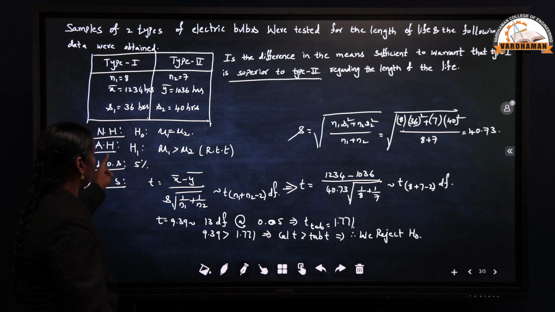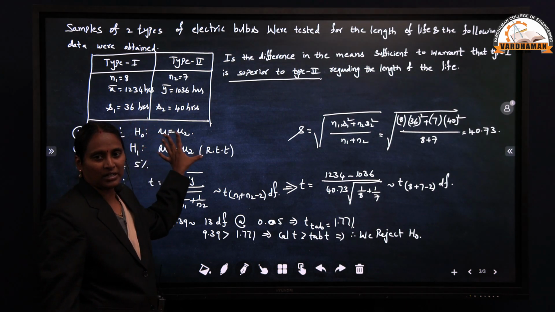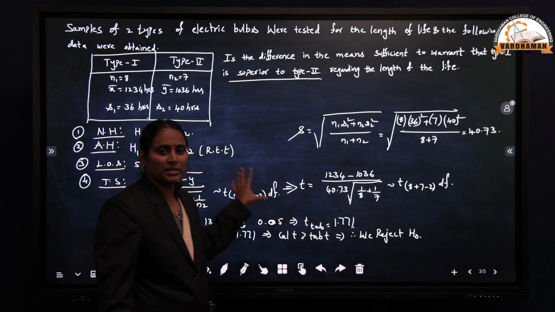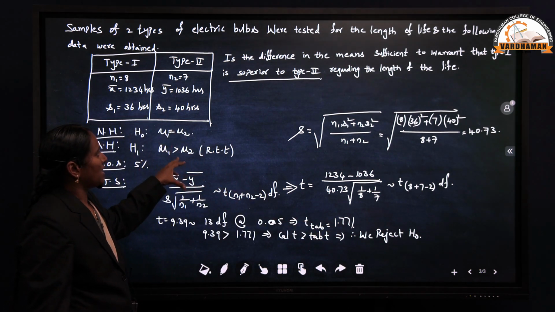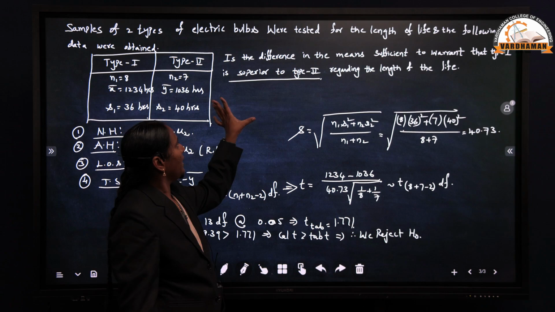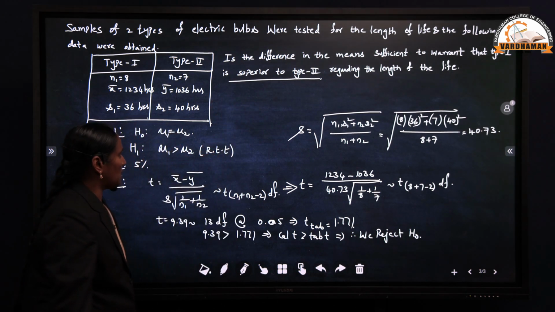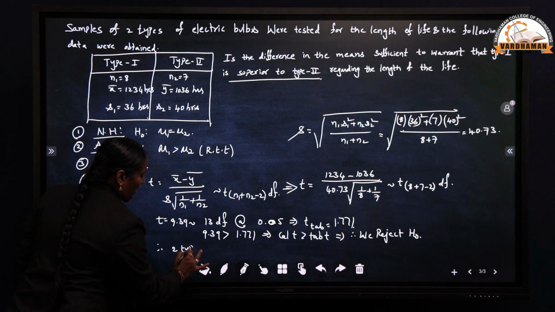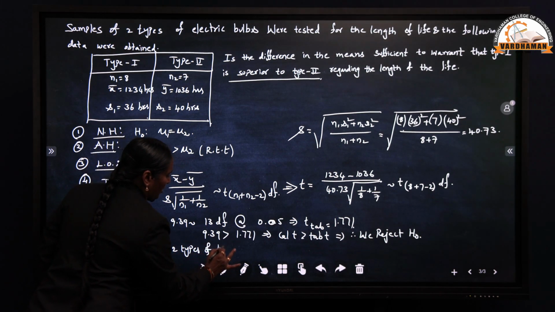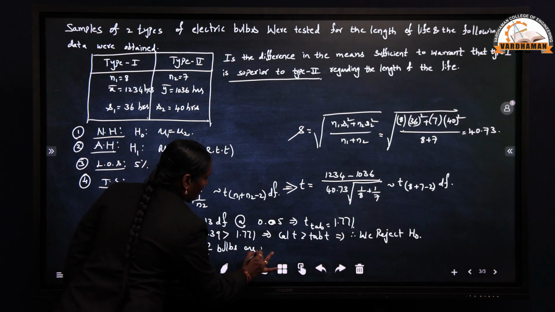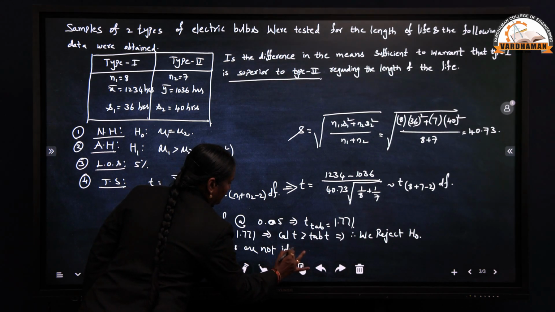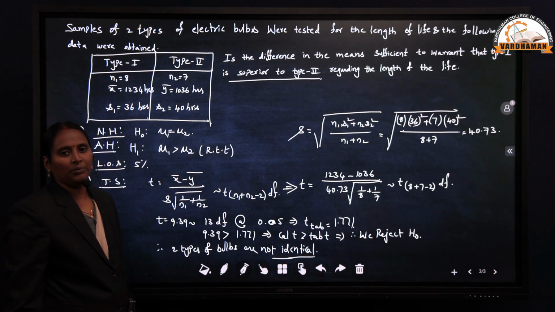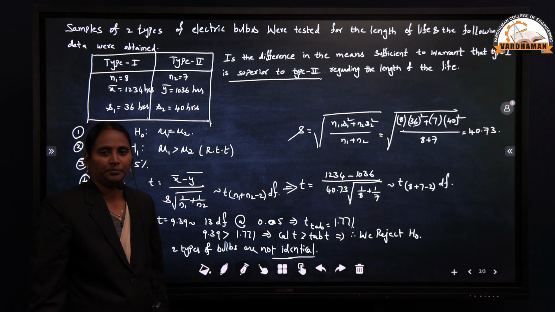Rejecting H0 means rejecting the given null hypothesis, as in the given problem we considered that the two types of electric bulbs are identical. Rejecting H0 means we are accepting H1. Accepting H1 means type 1 is superior to type 2. Therefore, the two types of bulbs are not identical. In this way we conclude the problem on t-test for two means.